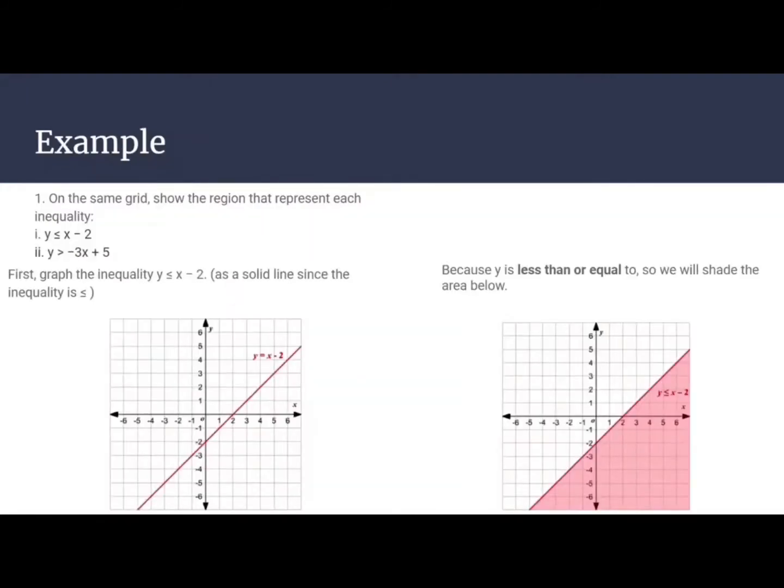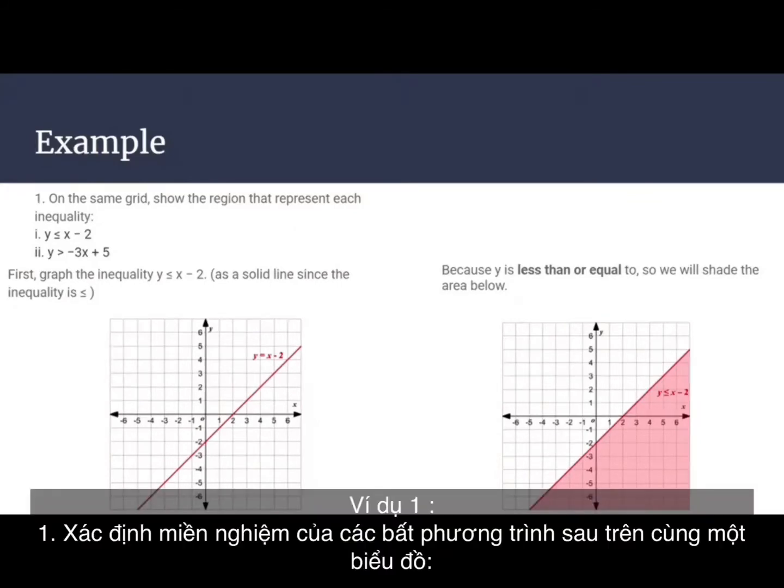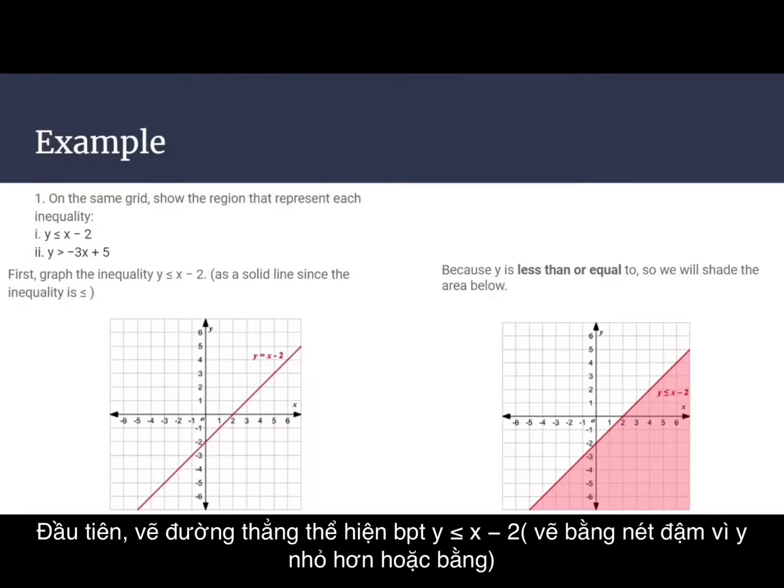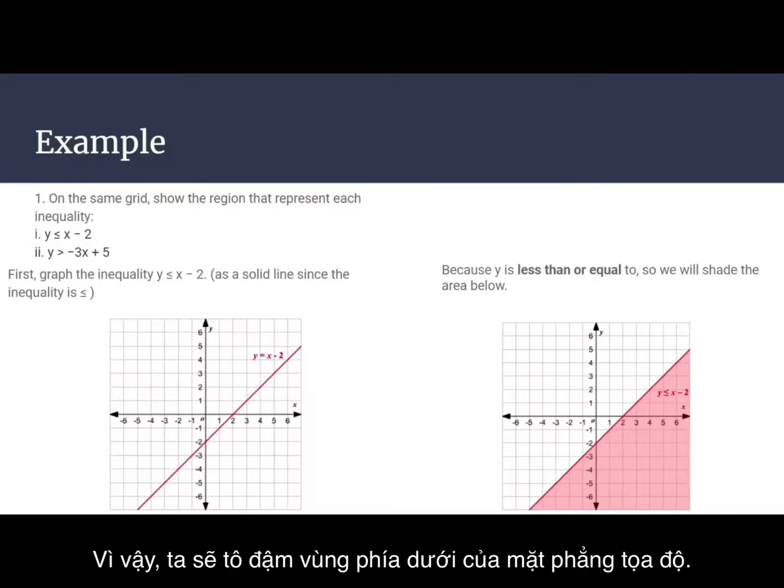Here is an example. Example 1. On the same grid, show the region that represents each of these inequalities. 1. y less than or equal to x minus 2. 2. y more than minus 3x plus 5. First, graph the inequality y less than or equal to x minus 2. We will graph it as a solid line since the inequality is less than or equal. And because of that, we will shade the area below.